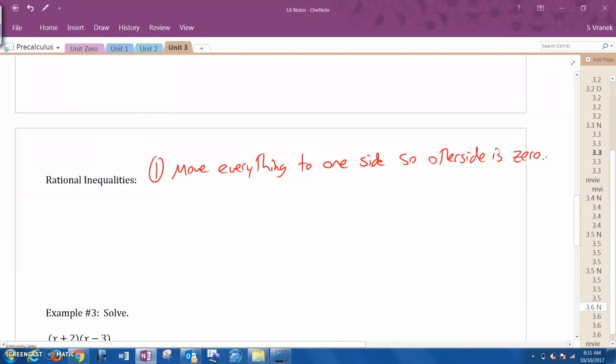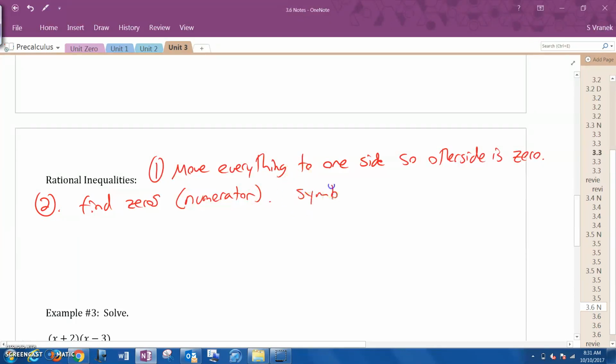Kind of like the other ones that we had set up. Then for number 2, you have to find your zeros again. And again, this will come from the numerator when you have a rational inequality. So you set the numerator piece equal to 0, and then it's open or closed again depending on the symbol.